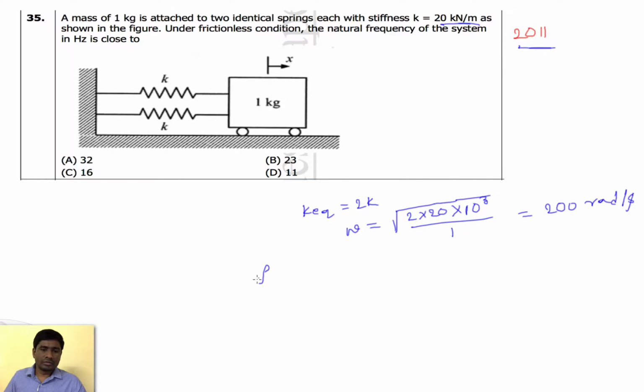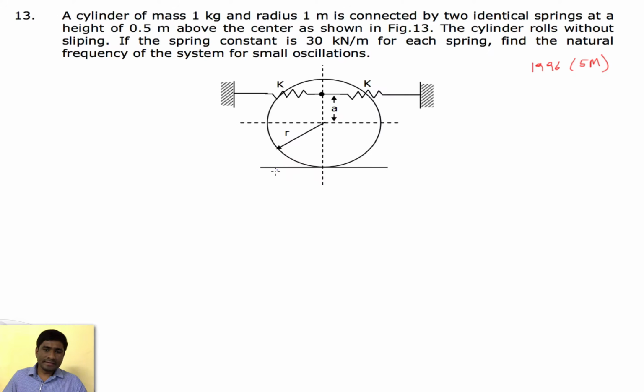And f is asked, f equals omega by 2 pi. So 100 by pi, which is approximately 32 Hz. And this was asked in 1996 for 5 marks.